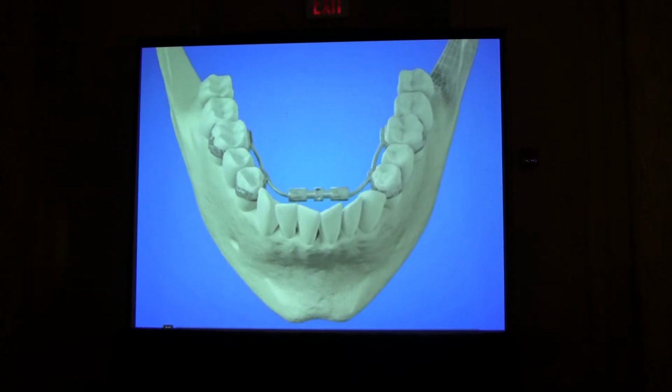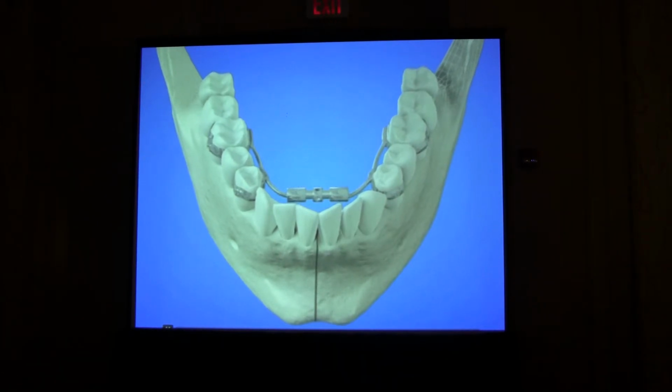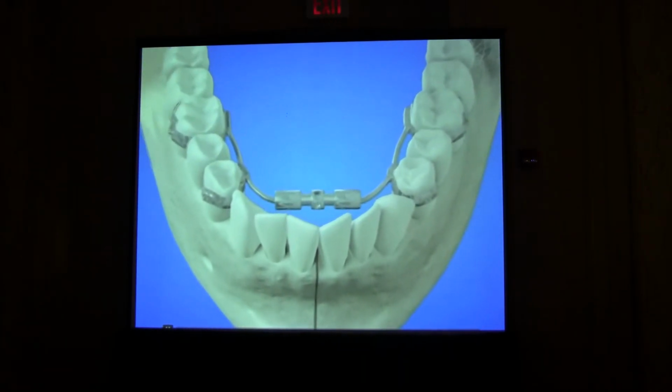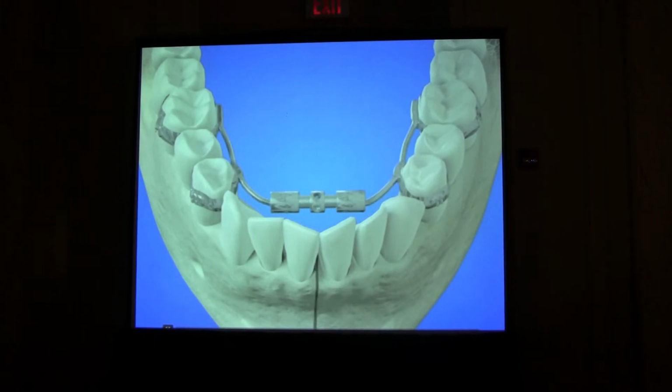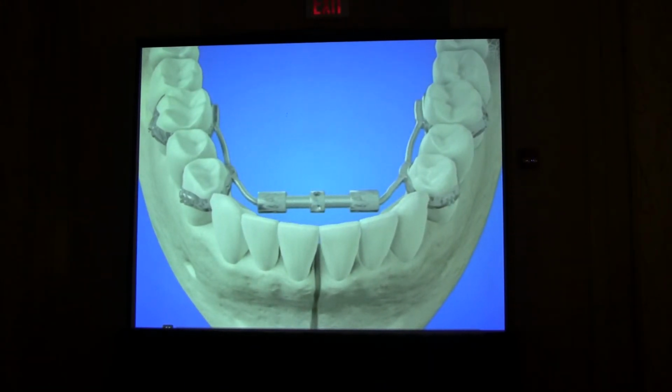The distractor is fixed on teeth. It is soldered on 4 bands. The corticotomy is performed preserving at most the periosteum, and we start the expansion a week afterwards.